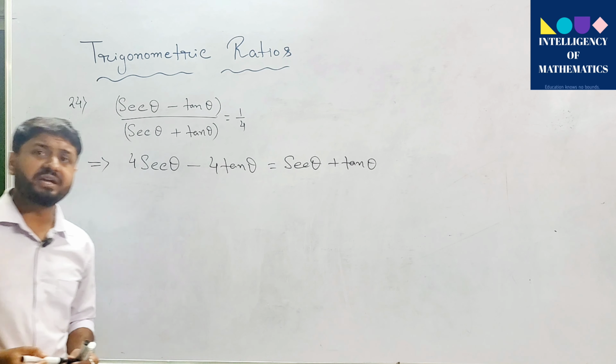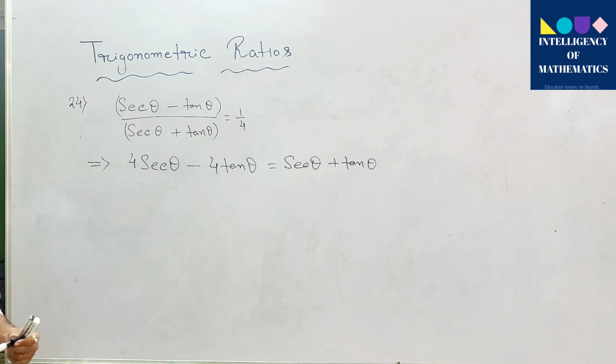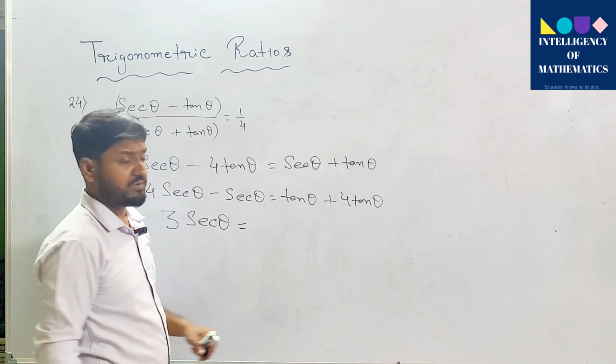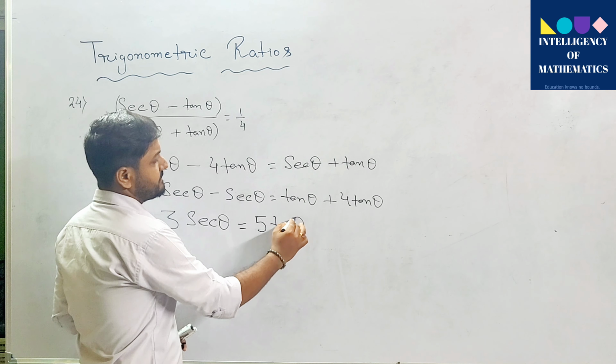After cross multiplying, we are getting two quantities, sec and tan, and that side also has sec and tan. So all the sec theta will be on the same side and all the tan theta I am making on that side. So 4 sec theta, this one I am bringing to this side will become minus sec theta. This is tan theta, and this minus 4 tan theta shifting to that side will become 4 tan theta. Now we are getting 4 sec theta minus 1 sec theta, that means 3 sec theta is equal to tan theta plus 4 tan theta, which makes 5 tan theta.